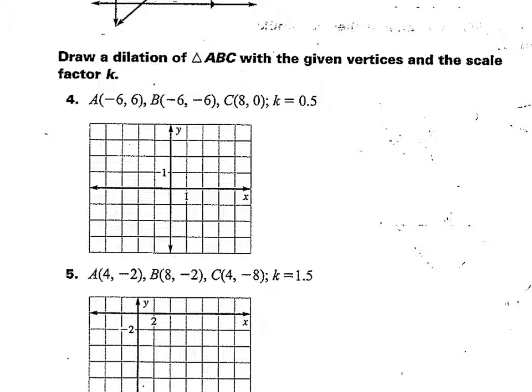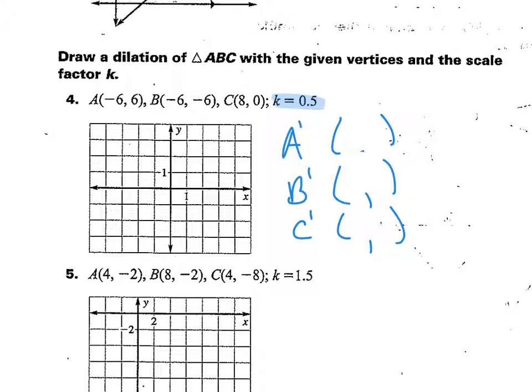Okay, on numbers 4 and 5, they want us to draw the dilation of ABC, and they're giving us a scale factor of 0.5. So what we will do is we'll multiply each one of these by 0.5, and that'll give you the new coordinates. So your new coordinates would be A prime, B prime, and C prime. So what are the new x and y coordinates for your shape?